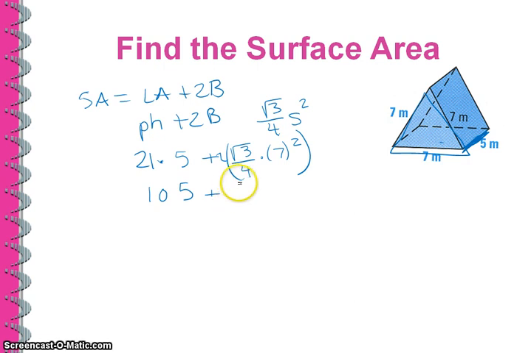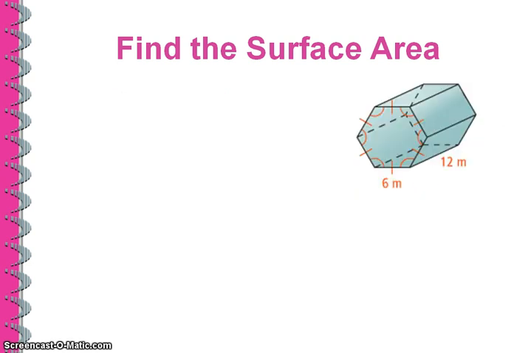if I did 2 times 49 over 4, in this case I could go ahead and give a simplified radical. But it's going to get really messy, so I can just do the calculation in my calculator for this, and it will approximately give me 147.43 meters squared for the surface area of this triangular prism.